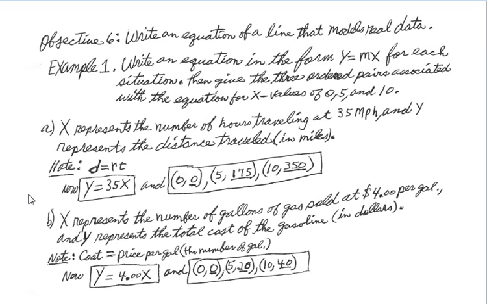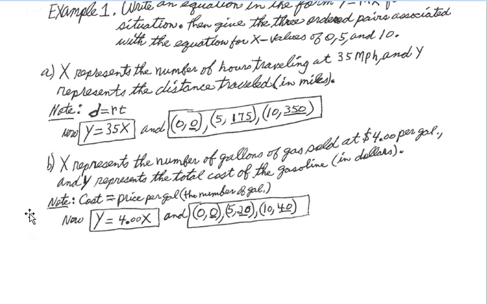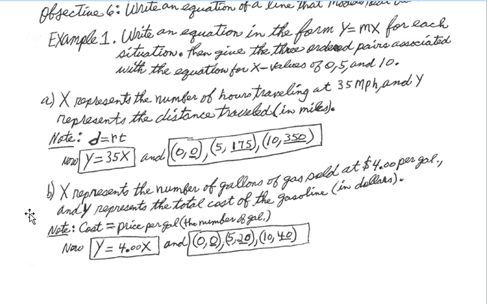Now for part B. X represents the number of gallons of gas sold at $4 per gallon, and y represents the total cost of the gasoline in dollars. So note, the cost is equal to price per gallon times the number of gallons. So to generate the equation we need, we write y equals 4 times x, and that's the cost equation.